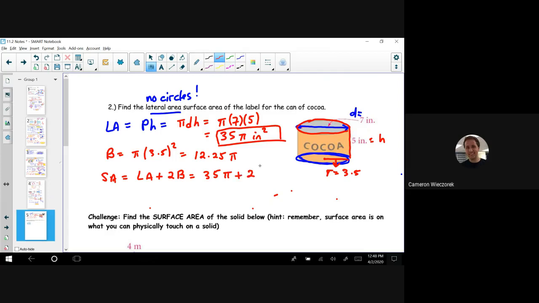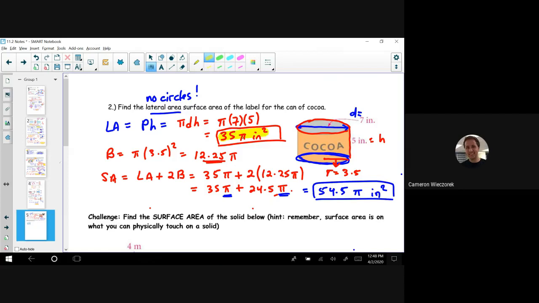35 pi plus 2 times the base area we just found for the circle was 12.25 pi. So I get 35 pi, 2 times 12.25 is 24.5. Remember to carry down that pi. Hooray for like terms. I can add these together. So 24.5 plus 35 would be 54.5 pi inches squared. The lateral area without the circles is 35 pi. Surface area including the circles is 54.5 pi.